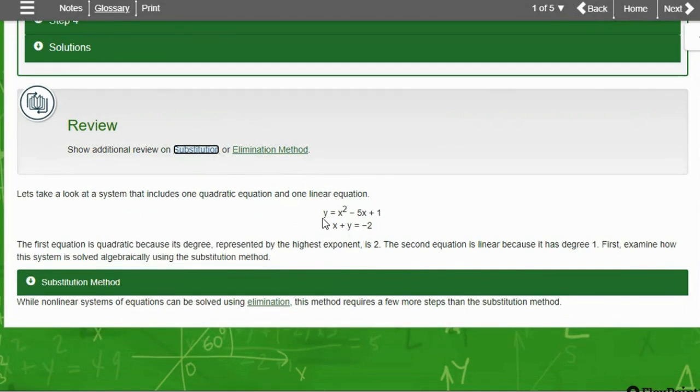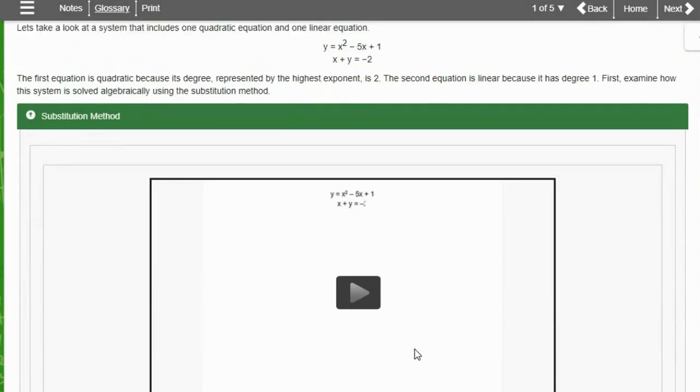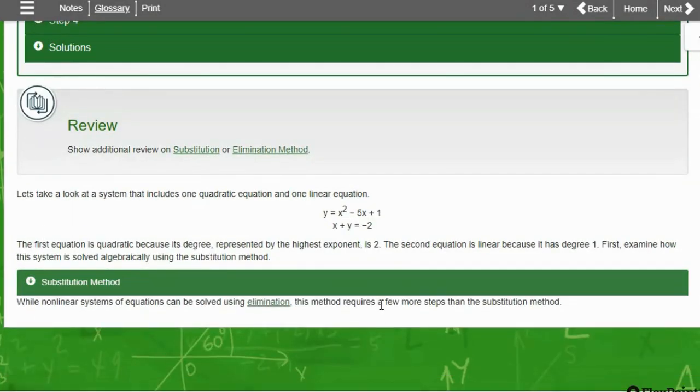So if we have an equation like y equals x squared minus 5x plus 1, and x plus y equals -2. Well, this is a quadratic equation because it has an x squared in it. The second equation is linear because it only has an x, not an x squared, not an x to the third, not an x to the seventh. So how would we solve this using substitution? When we do this on paper, you always have the solutions you can look at on the computer if you want to watch this little video, but we're going to do it ourselves so we can walk through the steps.